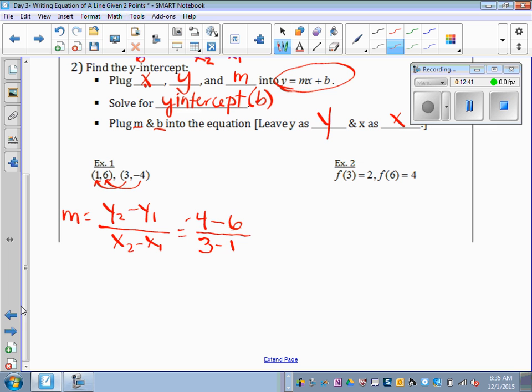Alright, let's simplify this. Negative 4 minus 6, negative 10. 3 minus 1 is 2. And Jason, what's negative 10 divided by 2? Good, negative 5. So my slope is negative 5. Again, they did not give us the slope. We had to solve and find it. Something we learned last year.